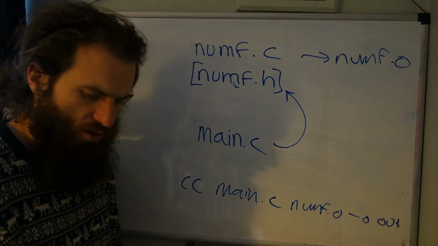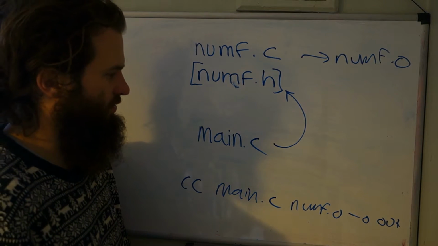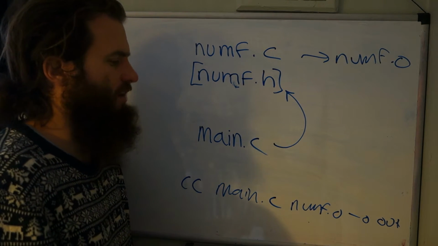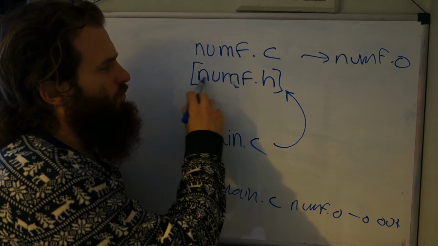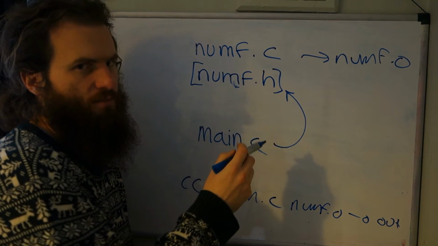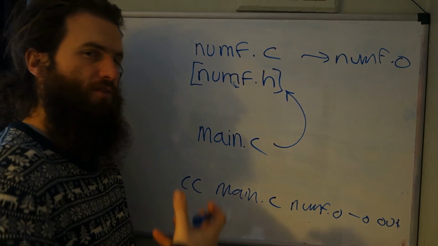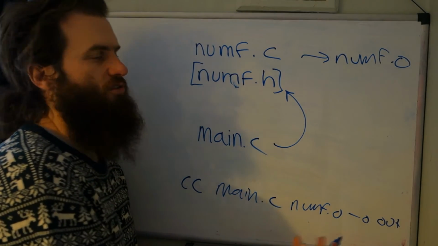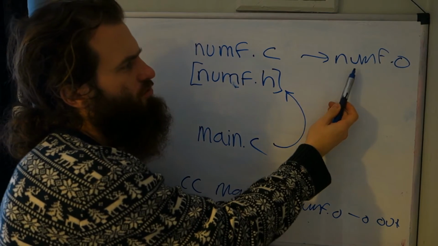You can put as many object files as you want. You can link against as many object files as you want. So these are called include files, the headers. They're included and they provide definitions for functions. These are called object files.